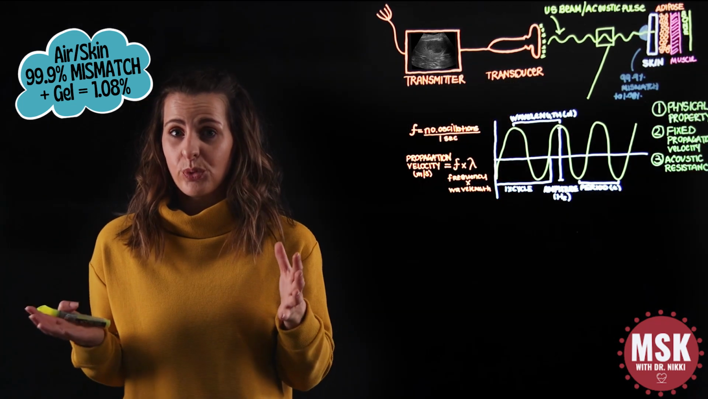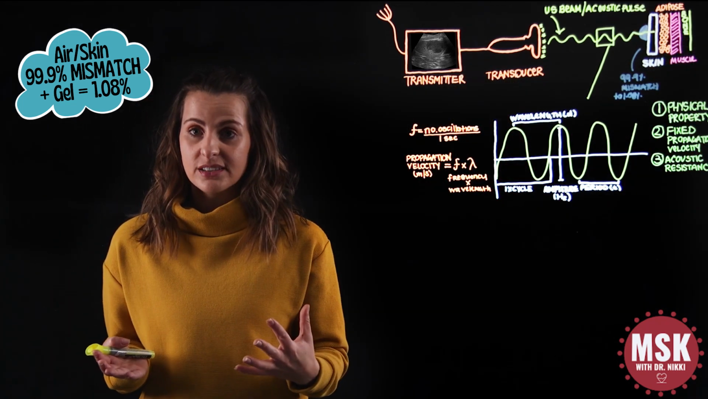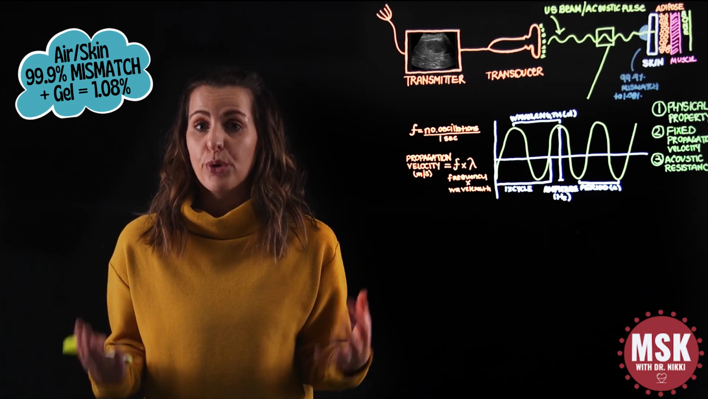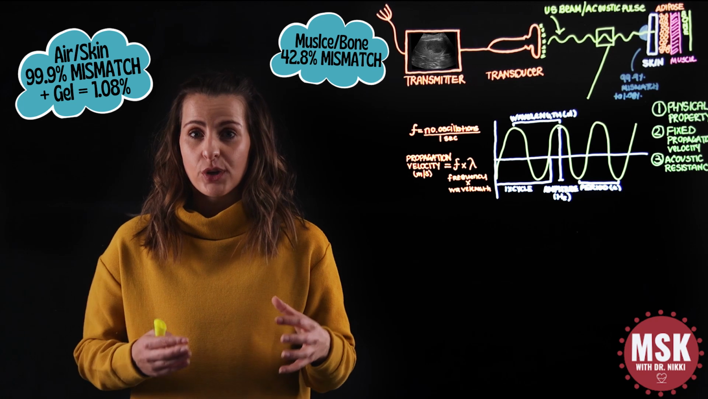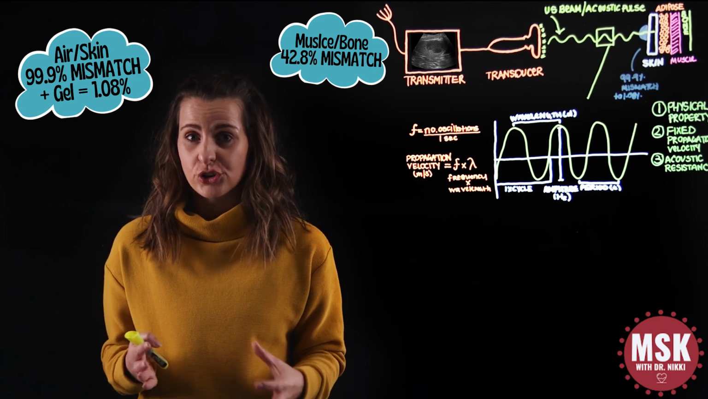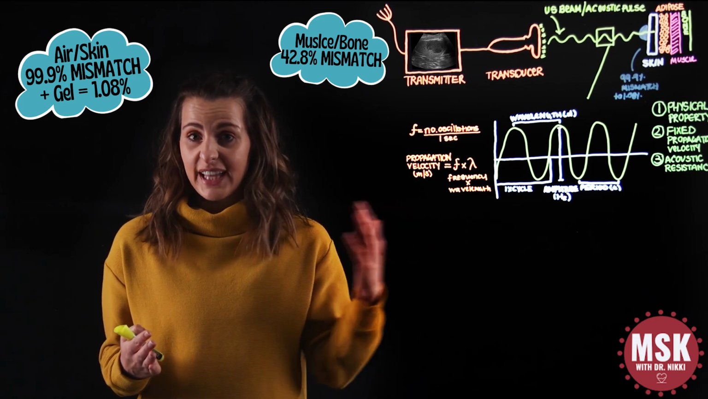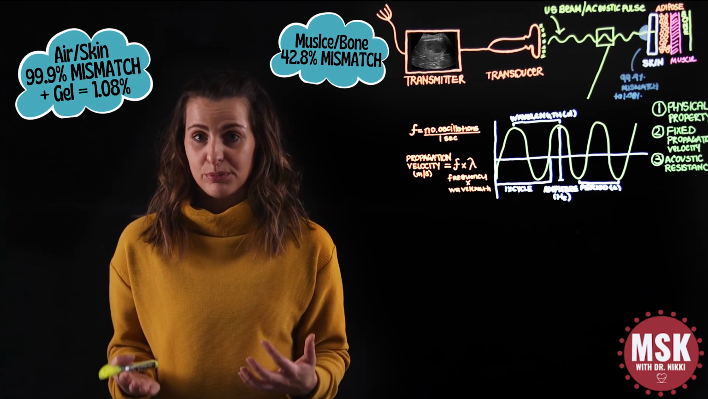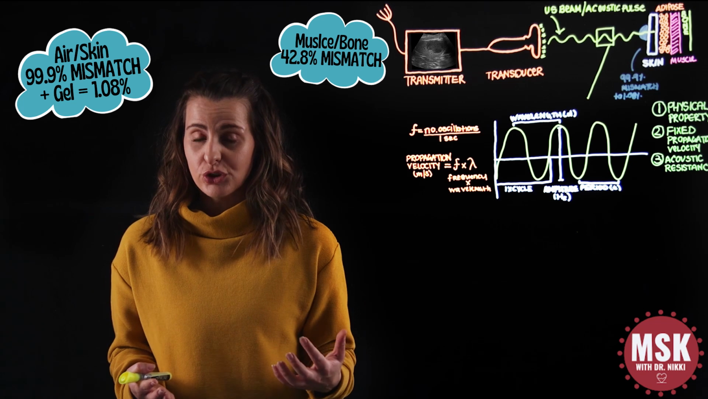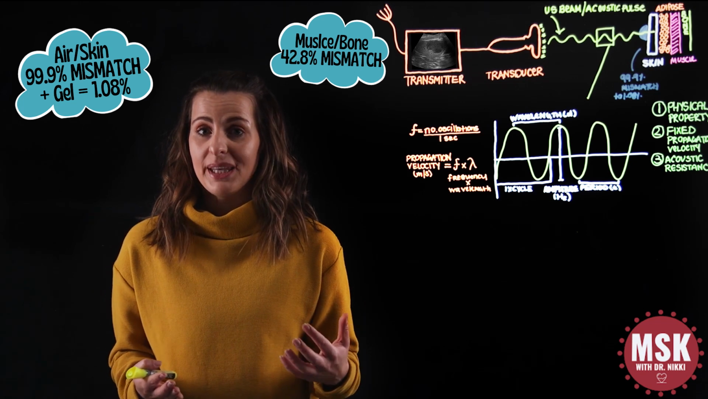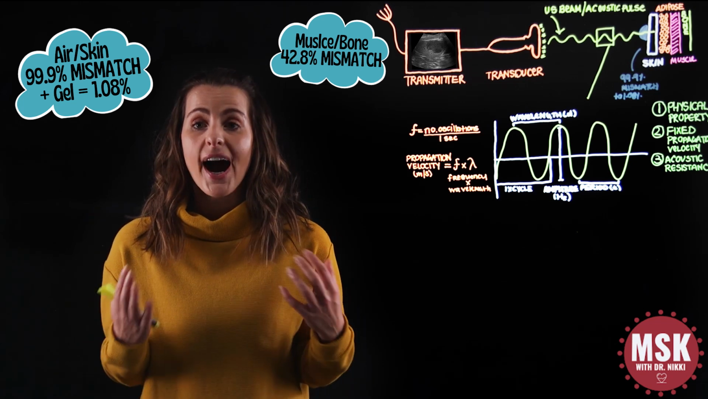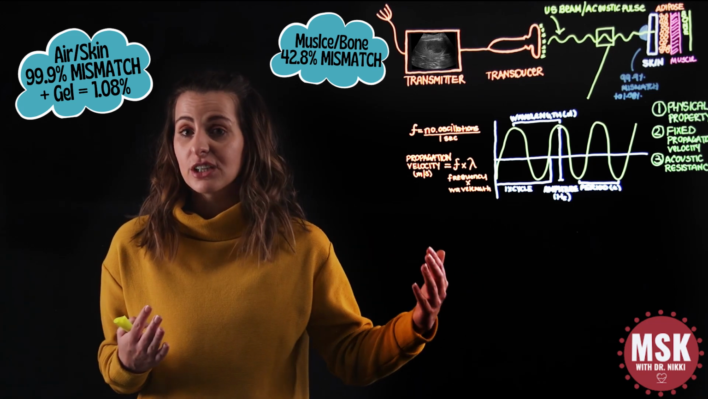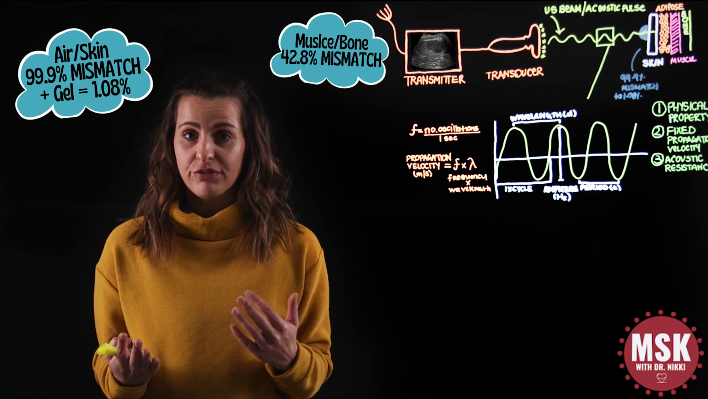The other problem we then face is going to be the interface between our soft tissue or our muscle and bone. At this point in time, 42.8% of that beam is being reflected back, and there's nothing that we can do because these are such deep structures. As a result, bone is going to appear as bright white or hyperechoic. And we're not going to see anything beyond this because most of those beams have been reflected back.